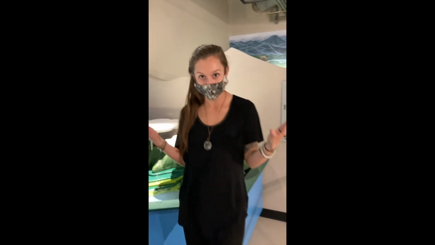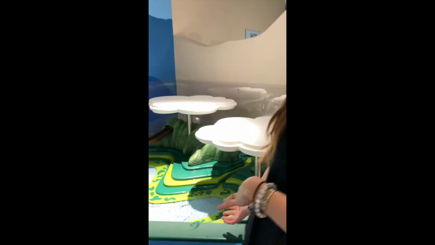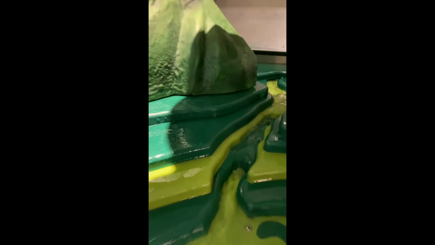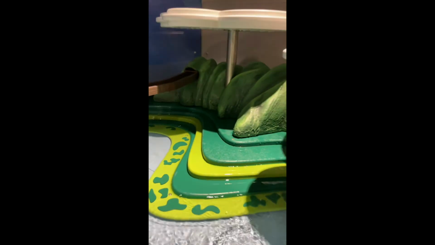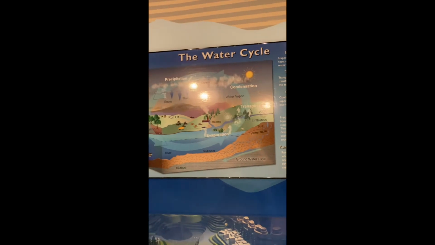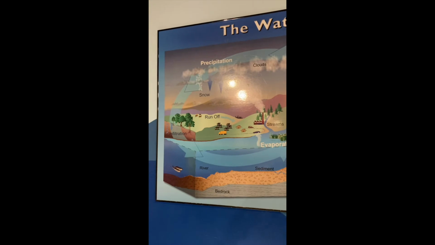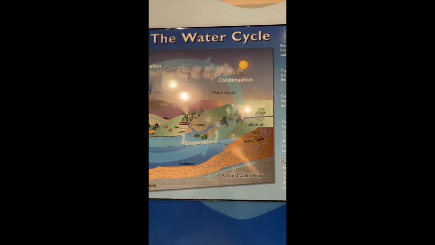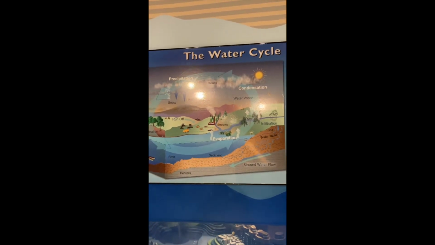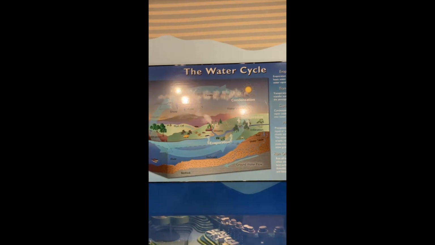All right, so if you have not visited our museum before, here is a short preview of what we have. So this is our water table. Our water table is a really good way to talk about and learn about the water cycle. So the water cycle has a lot of different parts to it. And actually we have a little diagram over here that will show you. You may have heard some of these words before, like evaporation, transpiration, condensation, precipitation. Those are the main components of the water cycle.